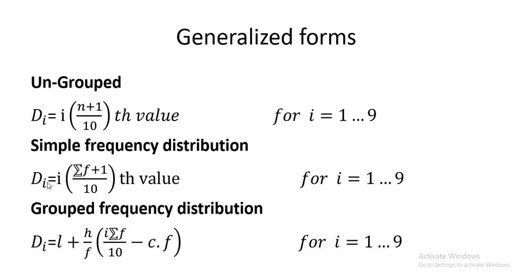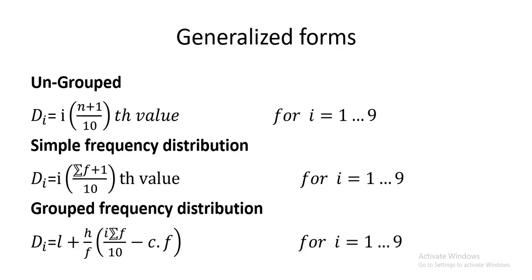If I do the same in the simple frequency distribution, 5 times (summation f plus 1) divided by 10, 5 and 10 cancel, so (summation f plus 1) divided by 2 remains, which is the formula for the median.